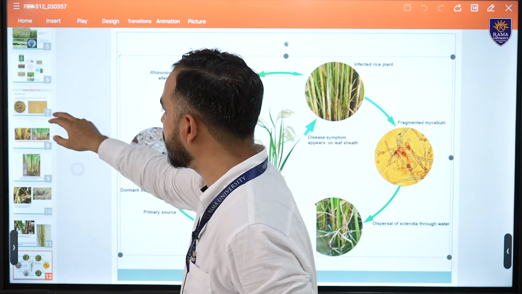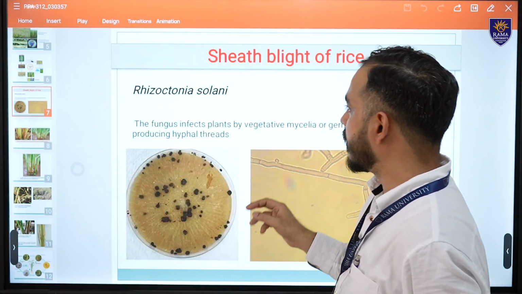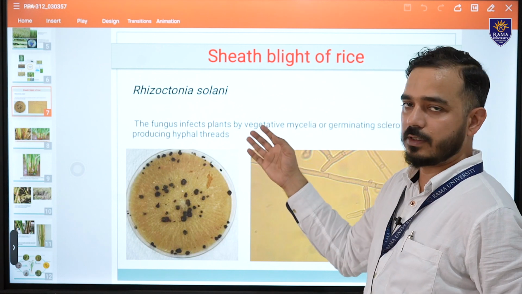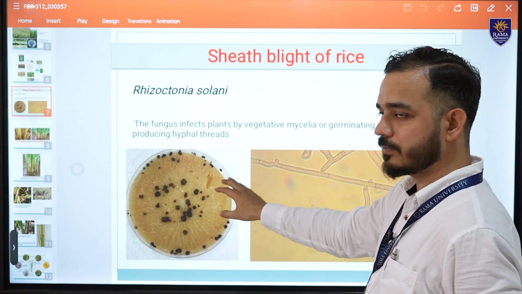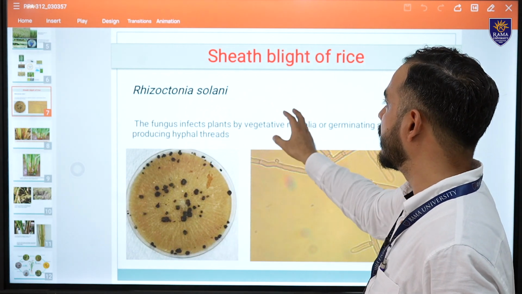So, that is it about the sheath blight of rice, caused by the fungus Rhizoctonia solani, which produces sclerotia. This is the primary inoculum, the source of primary infection in the sheath blight of rice.